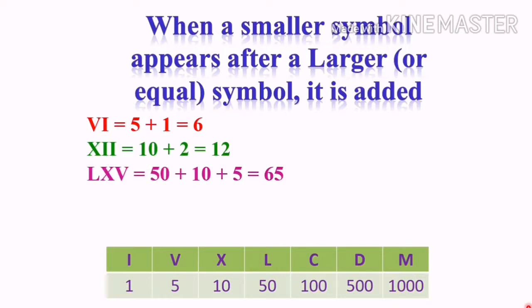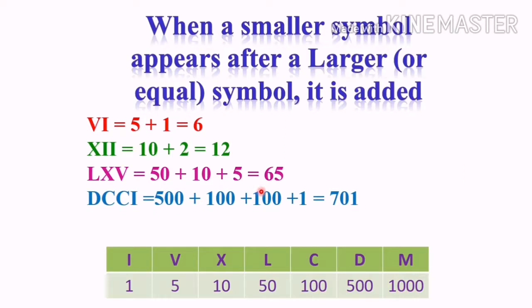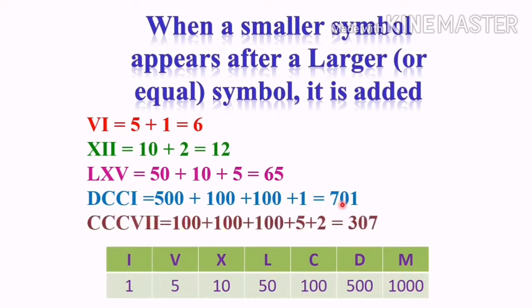Some more examples. LXV. So you can see the numerals are arranged in descending order. LXV: 50, 10, 5. So the smaller symbols are appearing after the larger, in descending order. So it will be added. So it gives the answer 65. The next example, DCCI. The symbols are in descending order. 500, 100, 100, 1. 700, 1. Next, CCCVII. Here also the symbols are in descending order, and also we can see that symbol C is repeated 3 times. So the value can be found by 100 plus 100 plus 100 plus 5 plus 2 gives the answer 307.